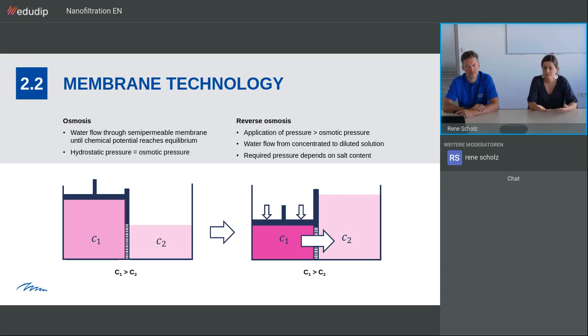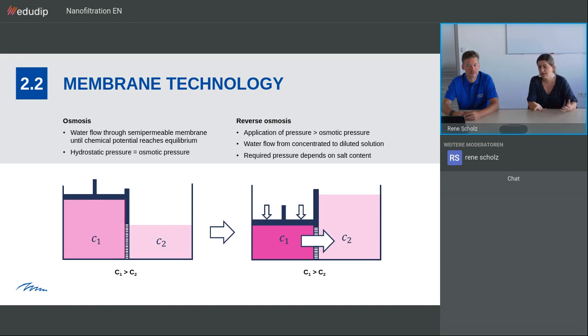In reverse osmosis, we turn around the process. So we start also with one compartment with a higher concentration, C1. And this time we apply a pressure to this compartment. And when the pressure is higher than the osmotic pressure, the water is going to flow from compartment 1 to compartment 2. So from the more concentrated, from our feed, to the permeate. The required pressure depends on the salt content, because this salt content will influence the chemical potential, of course.